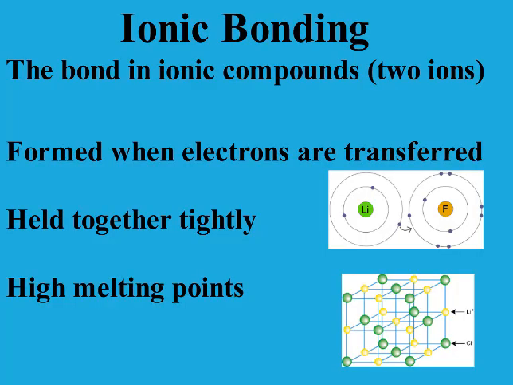So we're going to shift over to ionic bonding. Ionic bonding occurs between two ions, and it's formed when electrons are transferred. They're held together tightly, and therefore they have high melting points. We'll talk more about properties of ionic and covalent in our next unit.